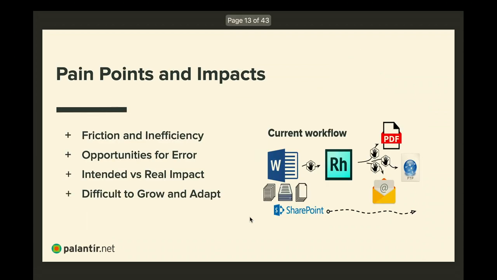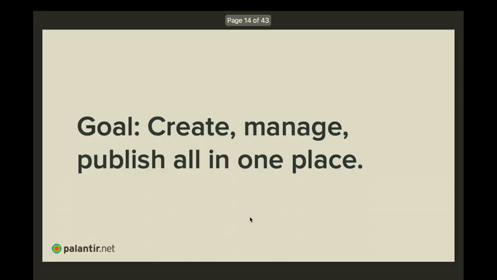So these all really bother us. There's a lot of friction and inefficiency. There's a lot of places where they can make mistakes. There's a lot of places where the amount of effort they're putting in doesn't actually pay off for the citizens, right? A lot of wasted work. And it's very difficult for them to grow into that. If they needed to make a new publication in this workflow, they would not be very happy about it.